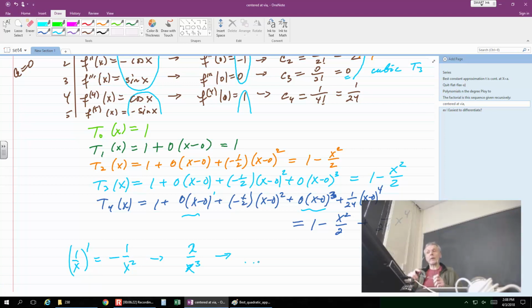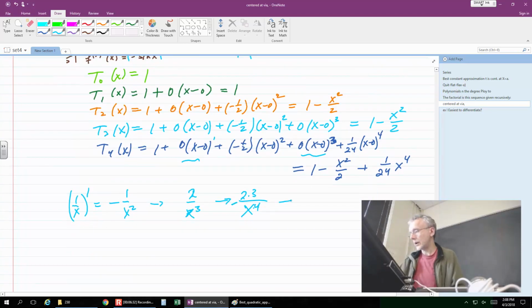Numbers in the numerator will be accumulating, right? What's the next term? It will be 2 times 3 over x to the 4th, with a negative sign. And on and on. Okay, so that's an example of that. You can try to take it to the next level.